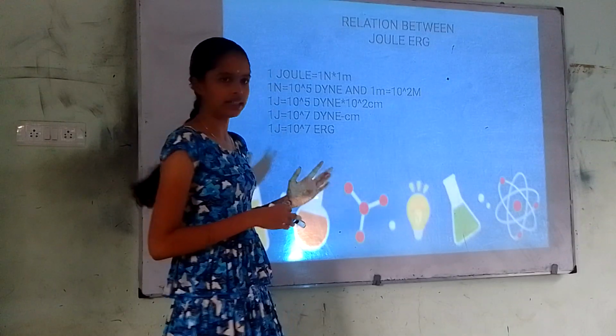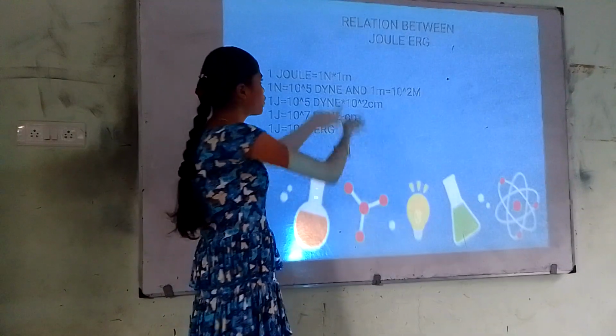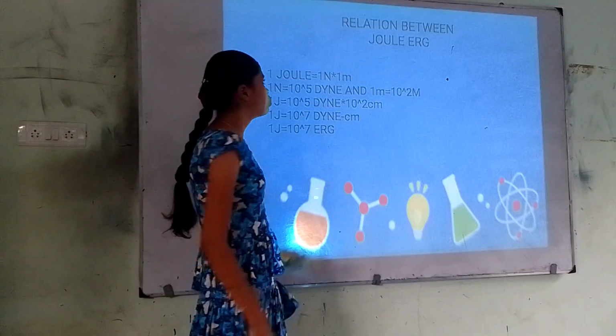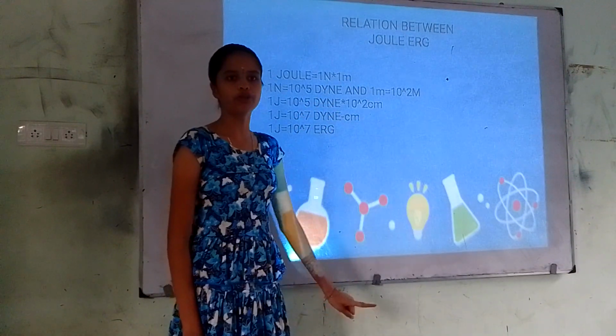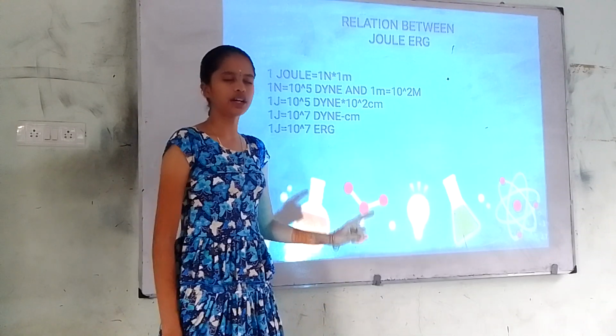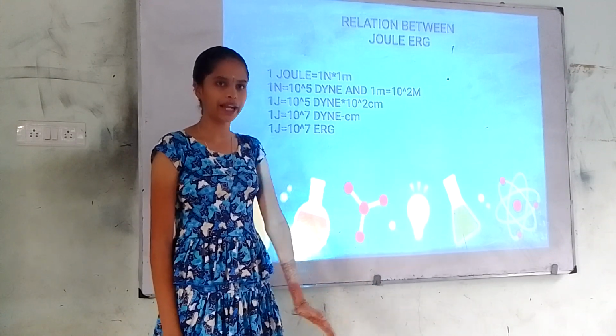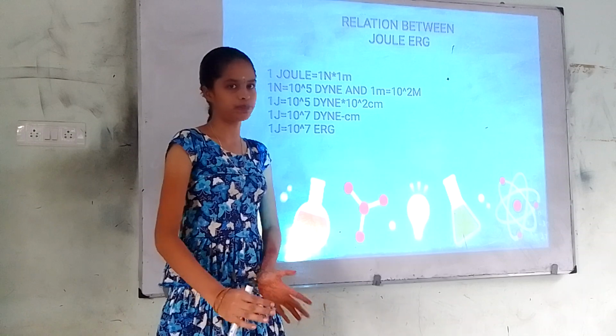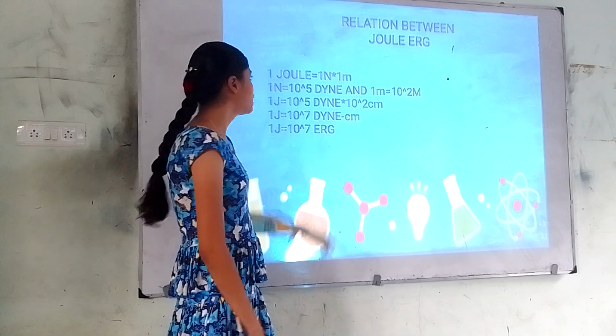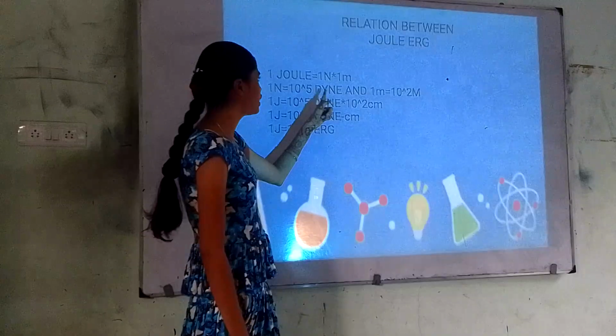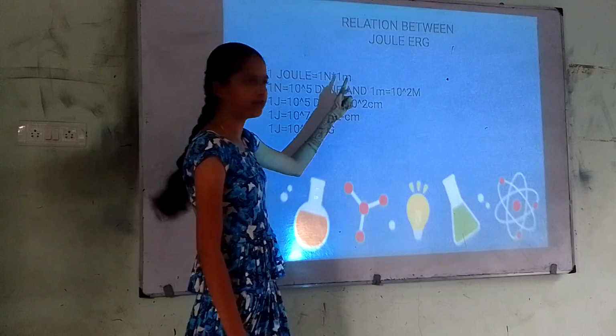Relation between joule and erg. 1 joule equal to 1 newton into 1 meter, which means if 1 joule of work is said to be done, then 1 newton of force should be applied on a body and the body should displace at a distance of 1 meter. Then we can express 1 joule equal to 1 newton into 1 meter.